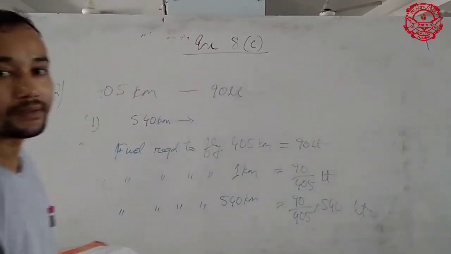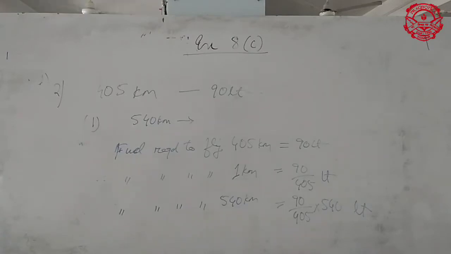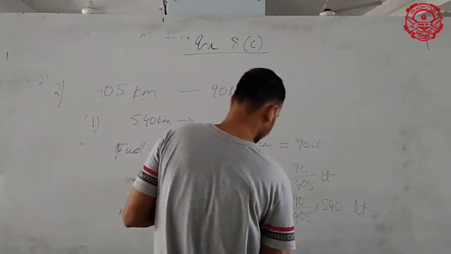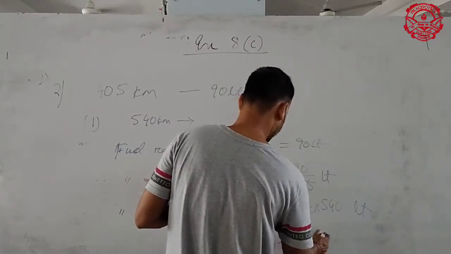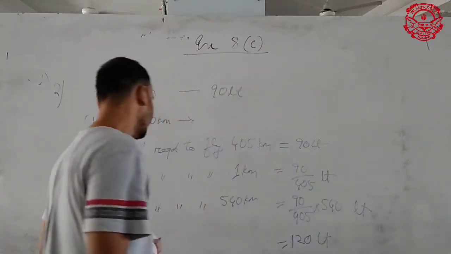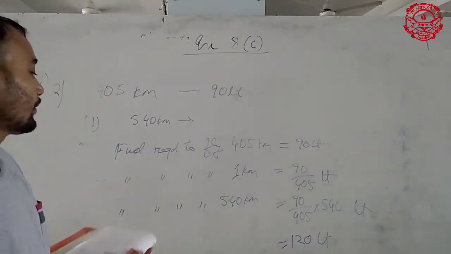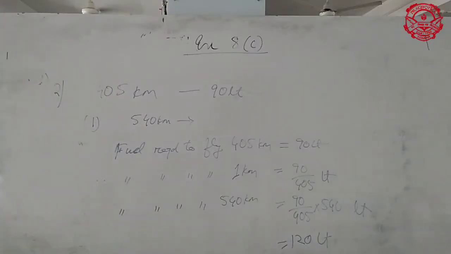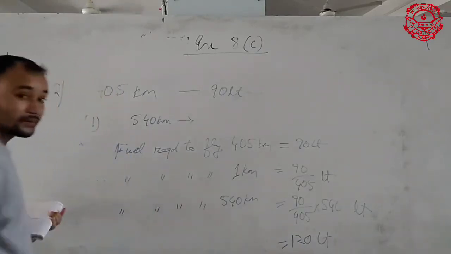The calculation part I will not show. You can do it by yourself. If I busy myself in calculation, I will consume some time. So the answer I will write, it will be 120. 120 liters of fuel will be required by the plane to fly 540 kilometers. There is another sub question of question number 2. The question has been reversed, like we have done in our example parts.